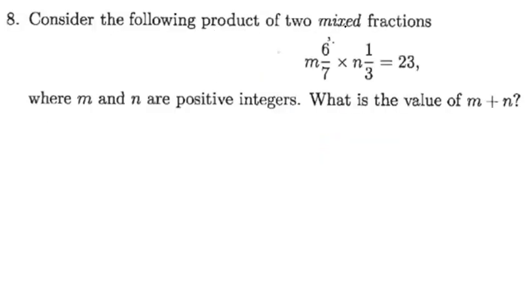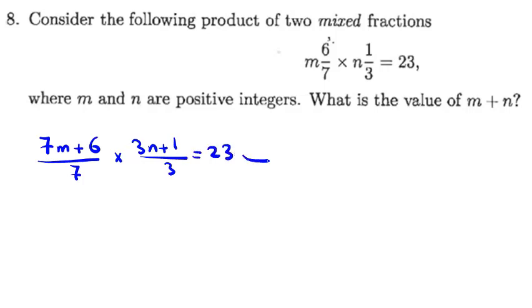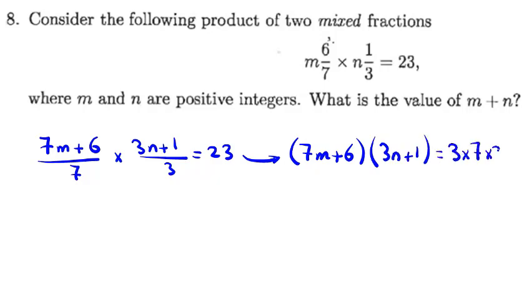Consider the following product of two mixed fractions. This equation we have, where m and n are positive integers. What's the value of m plus n? Okay, so for solving this problem, I write it as a fraction. It will be (7m plus 6) over 7 times (3n plus 1) over 3 equals 23. If I multiply both sides by 21, or 7 times 3, then I have (7m plus 6) times (3n plus 1) equals 3 times 7 times 23.